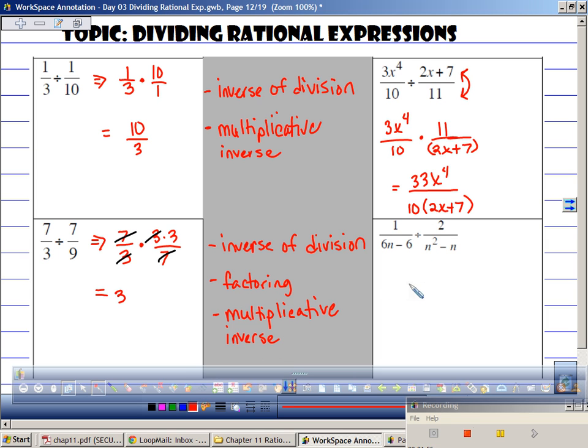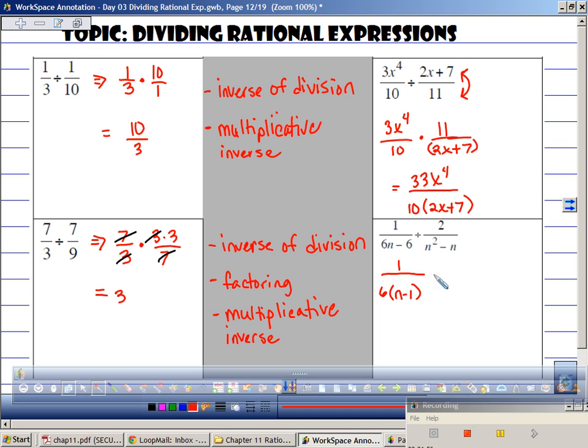Okay, so let's do this one. It's a little more complicated, right? But basically exactly what we did yesterday. So 1 over, let's factor as we go. How can I factor 6n minus 6? What do they both have in common? 6. Right?